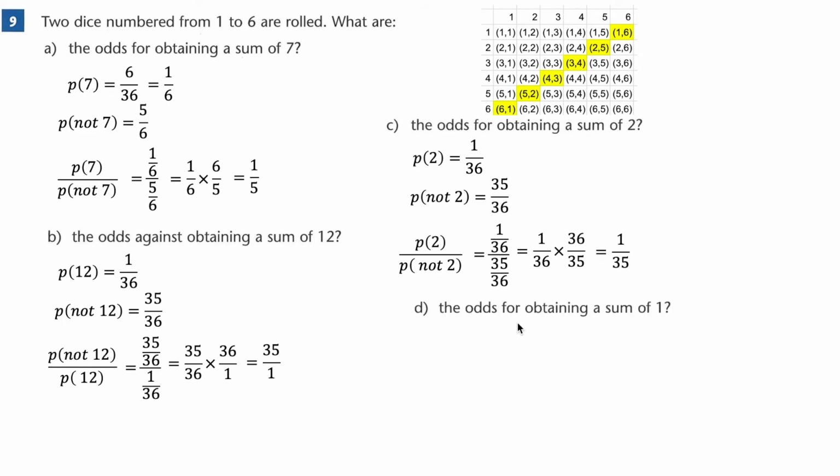D, the odds for obtaining a sum of 1. You can't get a sum of 1. If you add 1 and 1, you get 2, which is the smallest sum possible. There's no such sum of 1. The probability of obtaining 1 is 0. The odds are going to be 0 to 1.